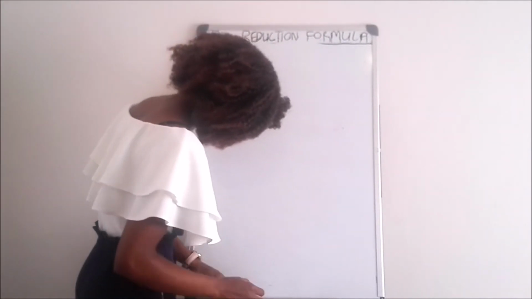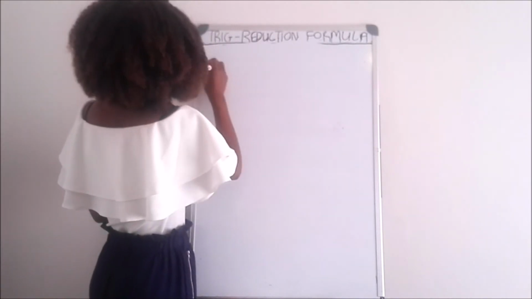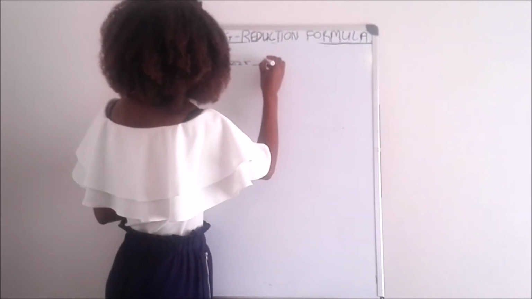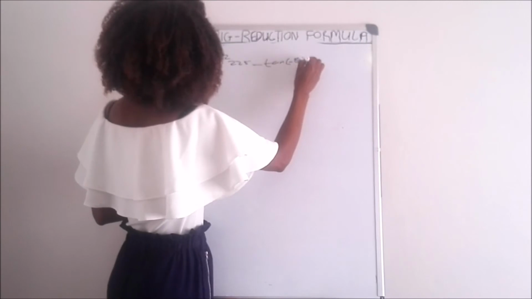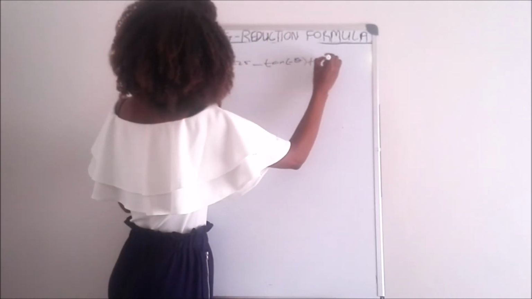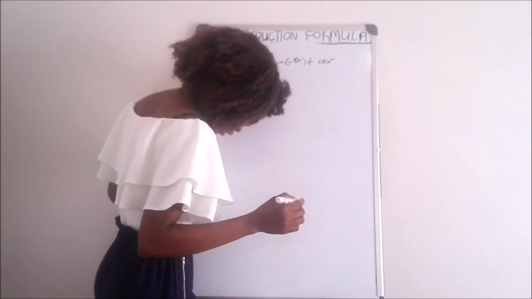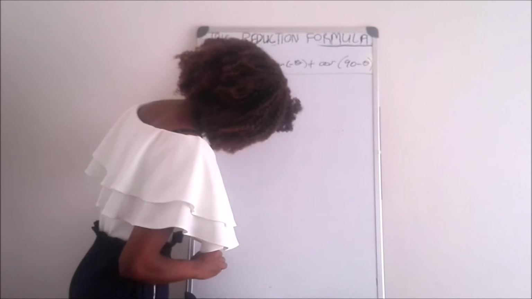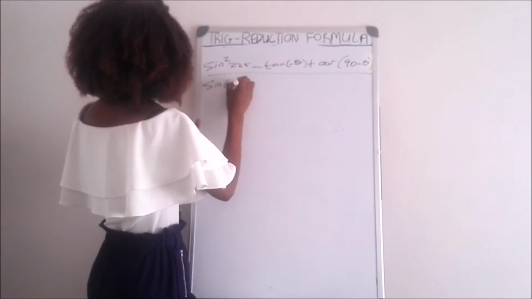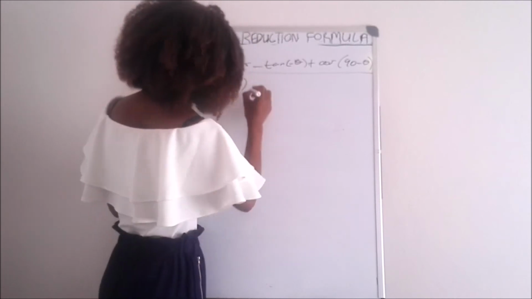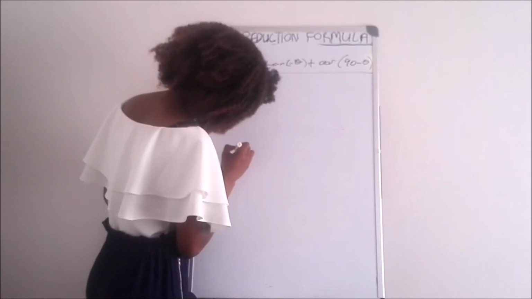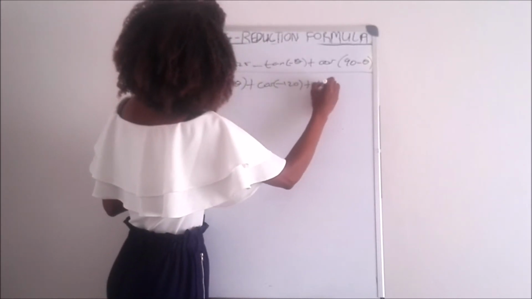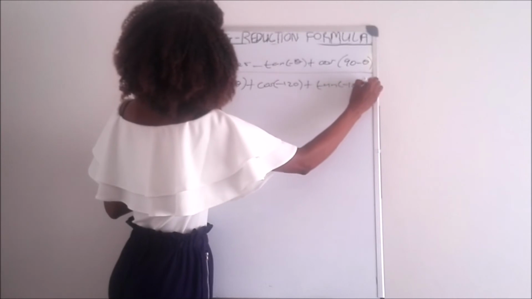Alright, this one here is sine squared 225 multiplied by, actually minus tan of negative theta, plus, sorry, it's actually plus cos of 90 minus theta, all divided by sine of negative theta plus cos of negative 120, and then plus tan of negative 180 minus theta.